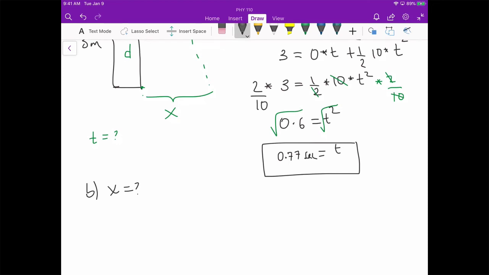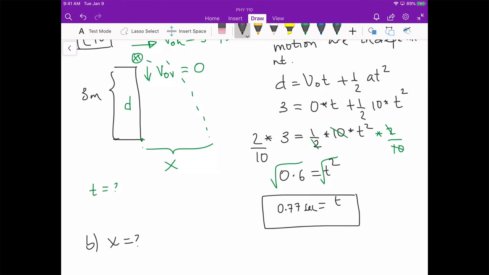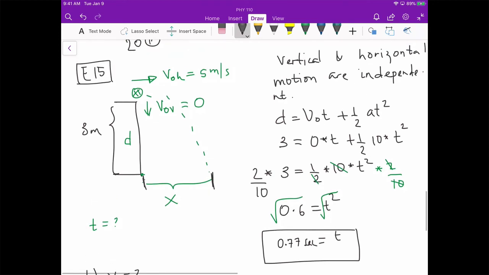X, or how far from the bottom of the table this object is going to fall, this distance, is not dictated by gravity. It's dictated by the initial velocity. And I mentioned that the velocity is constant throughout in the horizontal. If it starts with 5, it's still going 5. When it hits the ground, it still has that 5 meters per second in the horizontal direction.